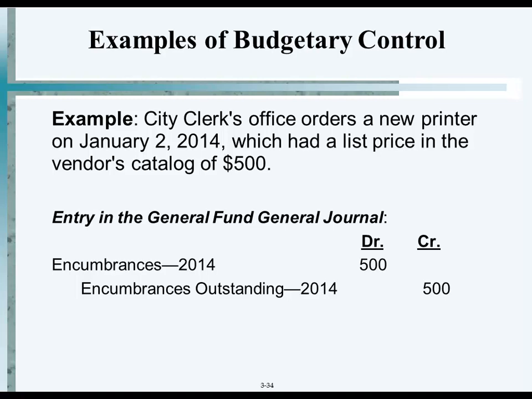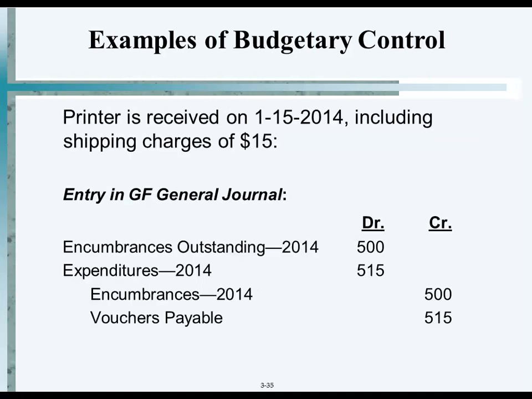But going back to this again, whenever you issue a purchase order, you always debit an encumbrance account and you credit something called encumbrance outstanding. And you say, what does that mean? What it means is as soon as you receive the item, you reverse the transaction. So I ordered this item for $500. I debited encumbrances and credited encumbrances outstanding. As soon as I get the bill, what would I do? The first entry, debit encumbrance outstanding, and this is what we're doing.